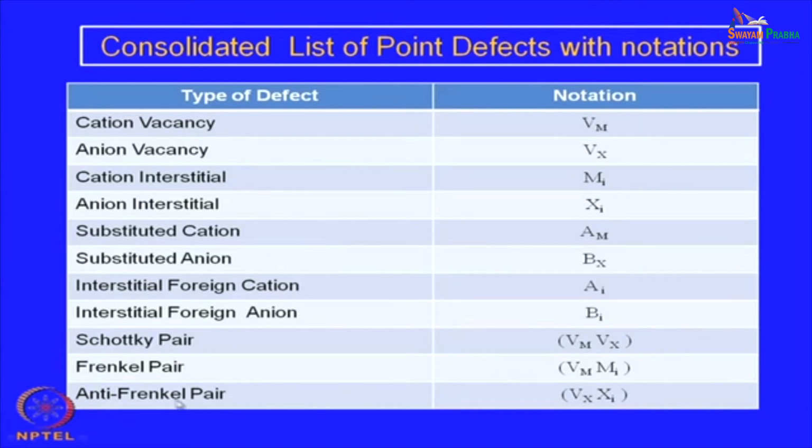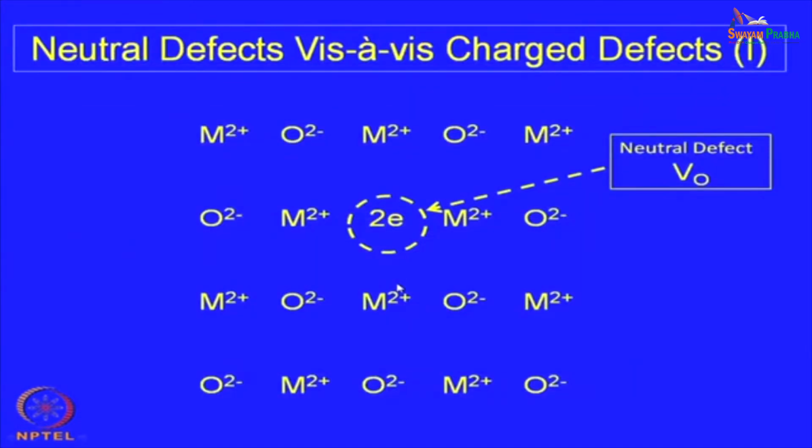So, anti-Frenkel pair is Vx, or we can call it Vo, and X interstitial. X is actually oxygen here. Okay. So, those are the notations used for the different kinds of point defects we have discussed just now, and these notations will be quite important and useful for our later discussion.